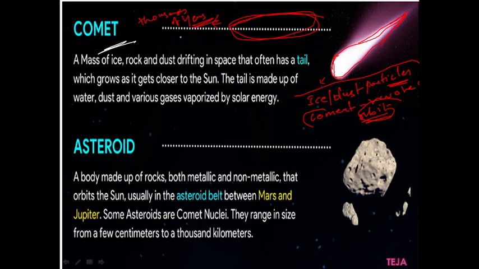So the comet's orbital path is so long that it sometimes takes thousands of years to complete one revolution.